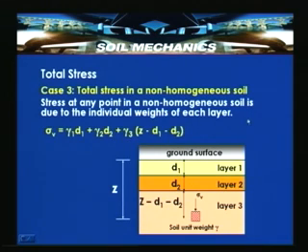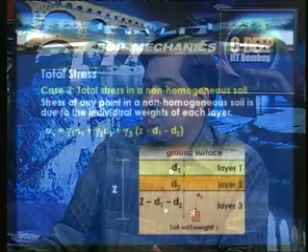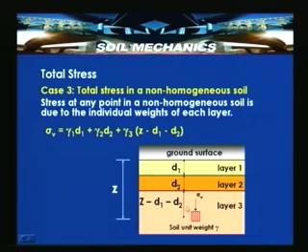A stress at any point in a non-homogeneous soil is due to the individual weights of each layer, over a cross sectional area of 1 meter by 1 meter, which we require to determine. So, sigma V is equal to gamma 1 D1 plus gamma 2 D2 plus gamma 3 into Z minus D1 minus D2. That means Z is the total depth from the ground surface. So, the vertical stress resulting due to individual soil weights, sigma V at a depth Z, can be given like this: sigma V is equal to gamma 1 D1 plus gamma 2 D2 plus gamma 3 into the thickness, that is Z minus D1 minus D2, this thickness which we are referring to now.